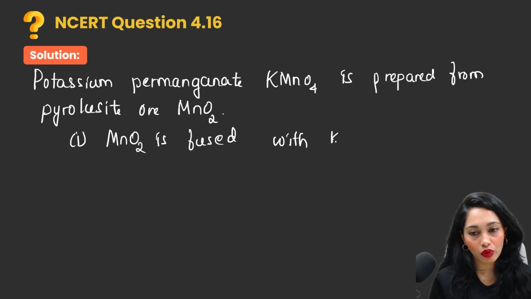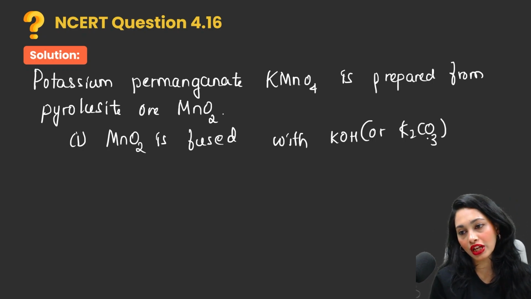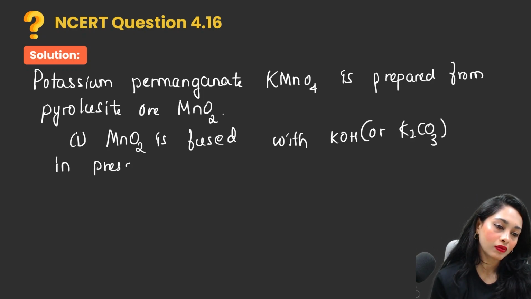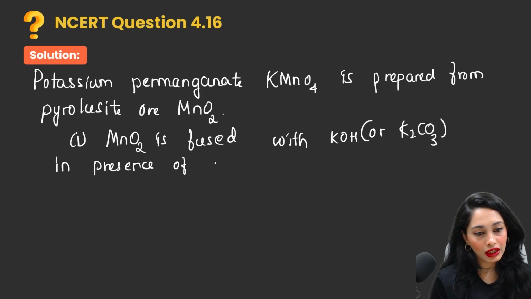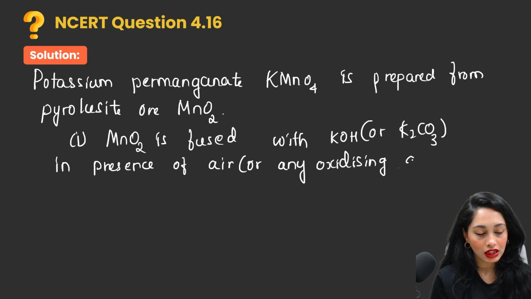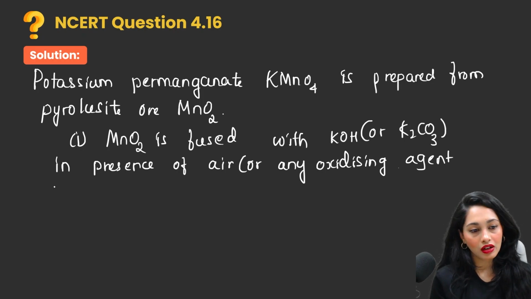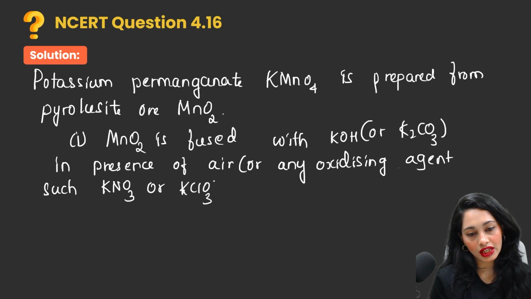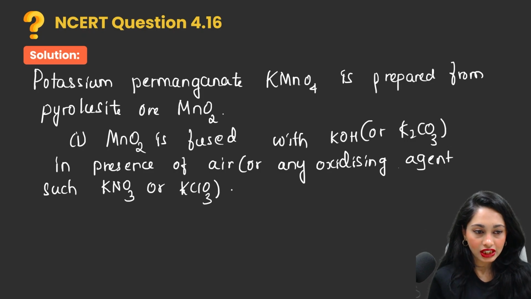potassium hydroxide, KOH, or K2CO3, potassium carbonate, in the presence of air, that is oxygen, or any oxidizing agent such as KNO3, potassium nitrate, or KClO3. So what is it going to give?